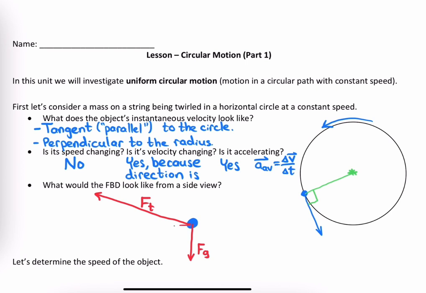So Ft has an x component and a y component. And so this y component of Ft cancels out with Fg. And so our net force, the leftover force, the thing we're left with, is this x component of Ft. And indeed, these are all the forces acting on this object.